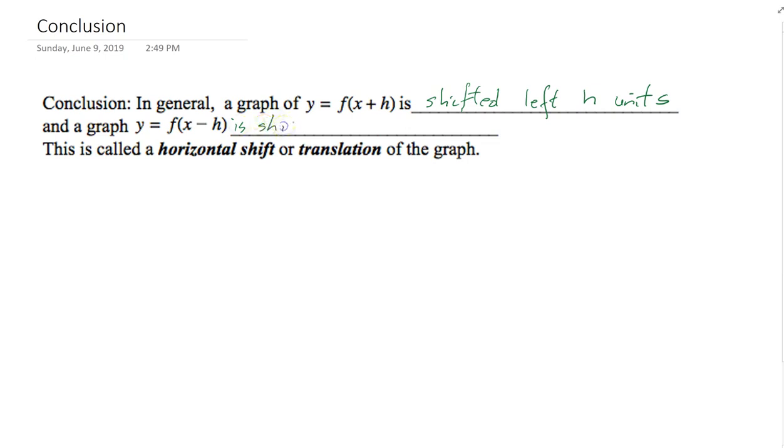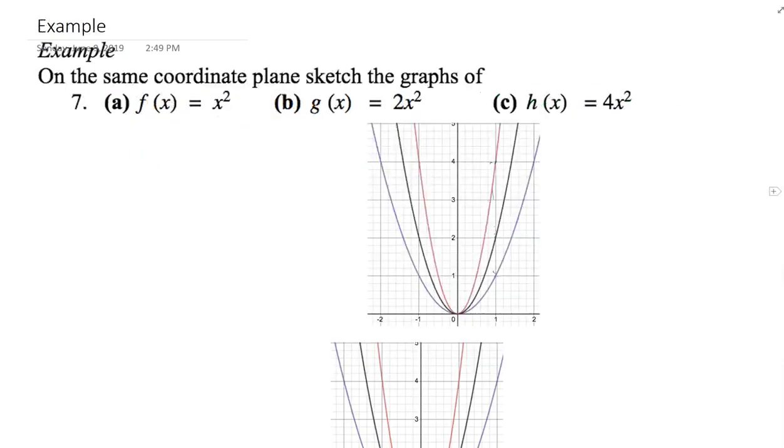X minus h is shifted right by h units. This is called a horizontal shift, or translation, of the graph. So look at the third kind of example.